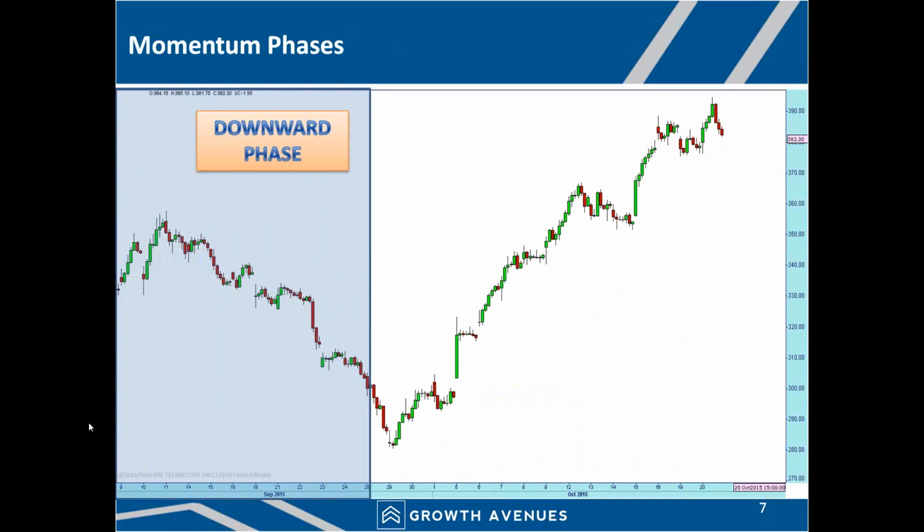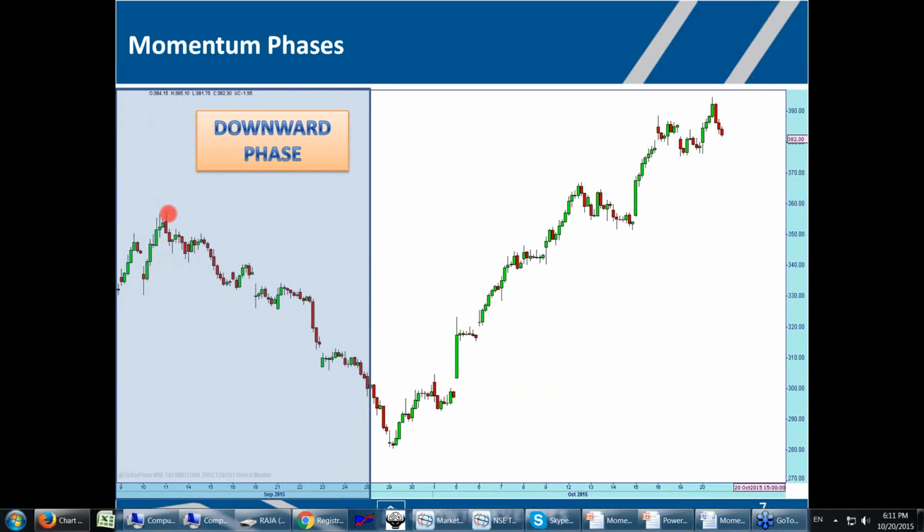So here, this is the downward phase where, as per Dow theory, you are forming lower highs and you're forming lower lows. You can see this. So this phase is a downward phase, where the momentum is quite strong and it is eventually dragging the prices lower.